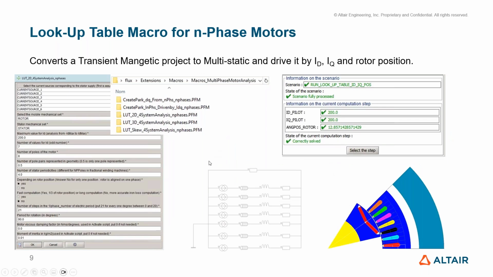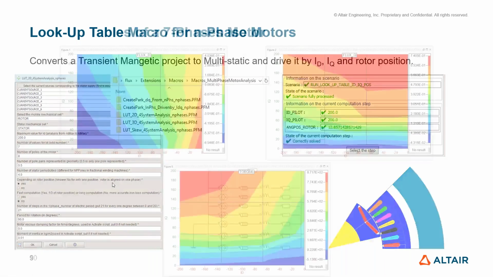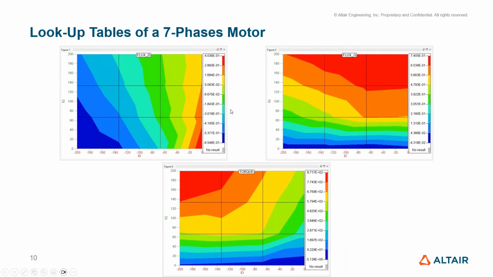There is also something else that you might want to do on your machine, which is to compute a reduced order model of it in order to use it in system software such as PC, Morpheus, and Activate. This can be done the same way as the 3-phase machine, because we have developed in the macro multi-phase motor analysis folder some macros that will compute lookup tables for the machine automatically. They work the same way as the 3-phase machine, except that now you can select any number of phases of current sources you want. And from that, you can obtain the usual lookup tables that you know about.